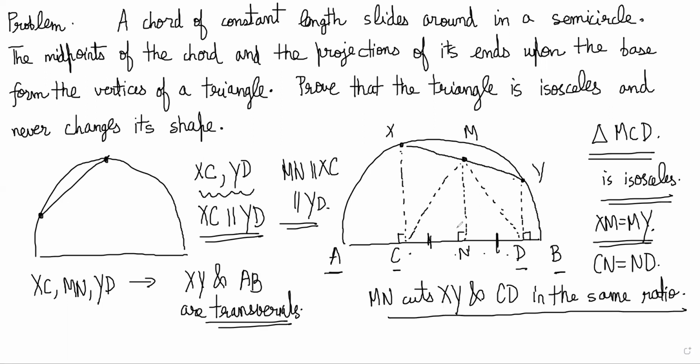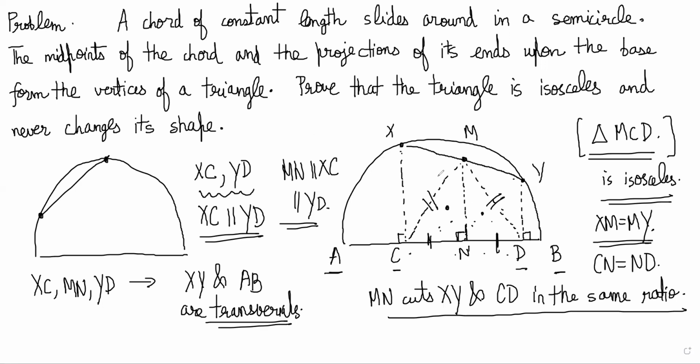Now, if N is a midpoint and it is also perpendicular, so it is like an altitude that bisects the other base, right? The altitude of triangle MCD is bisecting the base. So you can show it very easily that the triangle MCN and the triangle MND, these two triangles are congruent. They are congruent by SAS congruency. And therefore, because they are congruent, MC must be equal to MD, right? So if MC is equal to MD, we have shown that triangle MCD is isosceles.